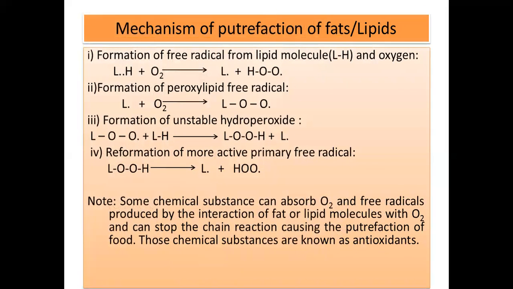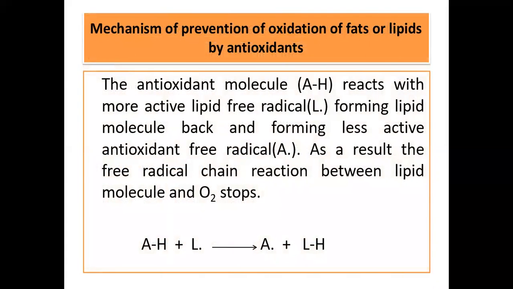Okay, the important point for you: mechanism of putrefaction of fat or lipid. Here is the free radical mechanism: a lipid molecule combines with oxygen and produces a free radical. And this free radical starts a chain reaction. So finally, in this way, a lipid molecule or oil molecule of food can be putrefied by this free radical mechanism. But remember, some chemical substances can absorb oxygen and free radicals produced by the interaction of fat or lipid molecules with oxygen, and can stop the chain reaction causing the putrefaction of food. Those chemical substances are known as antioxidants. And this is the mechanism of prevention of oxidation of fat or lipid by antioxidants.